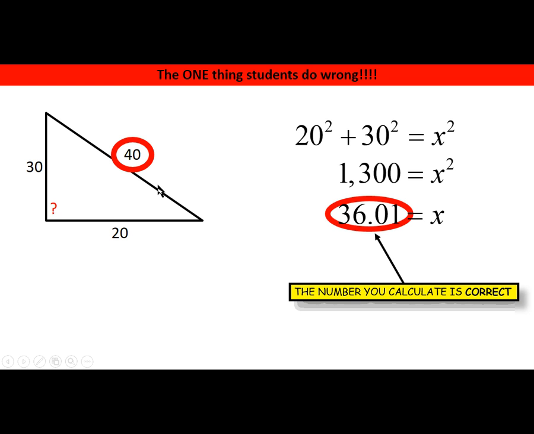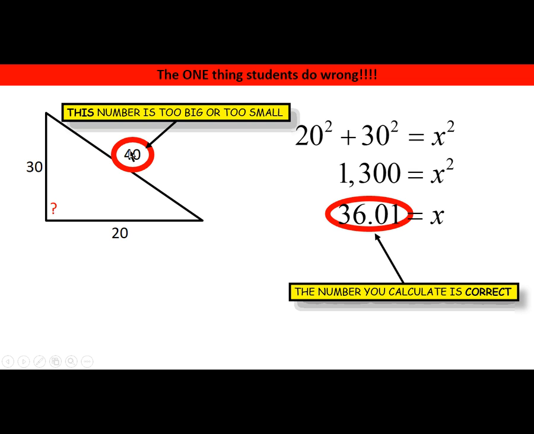It's the number that we were given that is either too big or too small. The number that was in the picture in the original problem is the one that's too big or too small. And in this case, that 40, wow, that's too big. So that means this triangle would be obtuse.